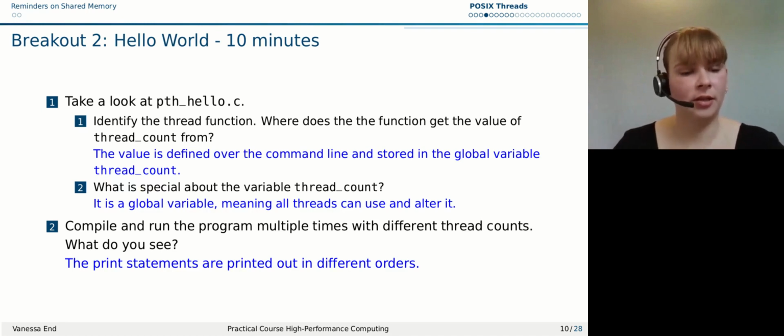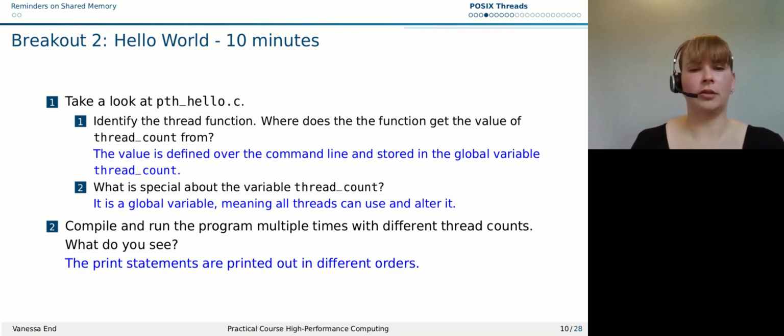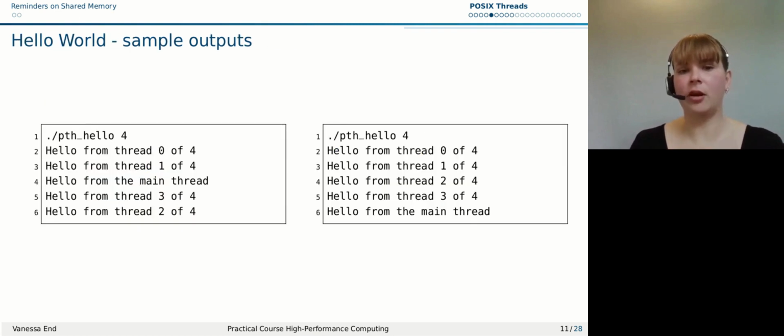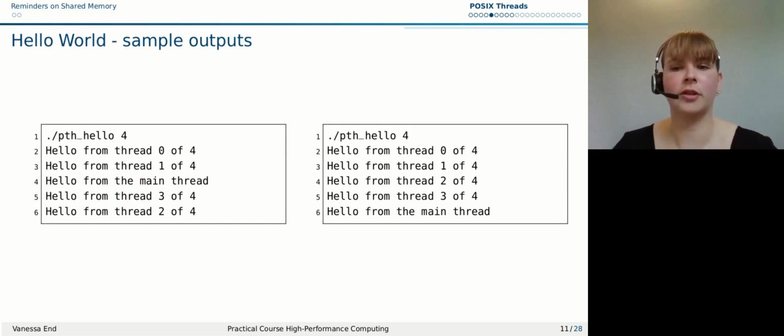Good. The second question, actually, no one has answered within the chat here, but when I walked through the groups, I already saw that you saw what happens, namely the print statements are printed out in different orders. So this is something we have to keep in mind, that I hope you ran it a couple of times so that you also see that the order is different each time that you run it, or it can be different. And this is non-deterministic. And this is something you really have to keep in mind when writing a threaded program. You do not know in which order a thread accesses the threaded function.